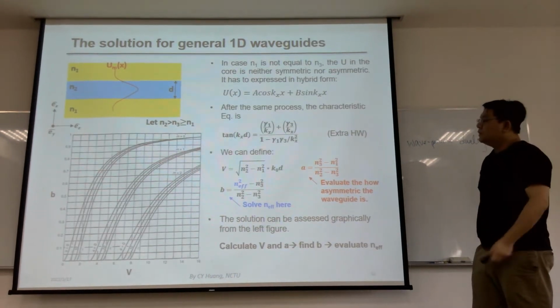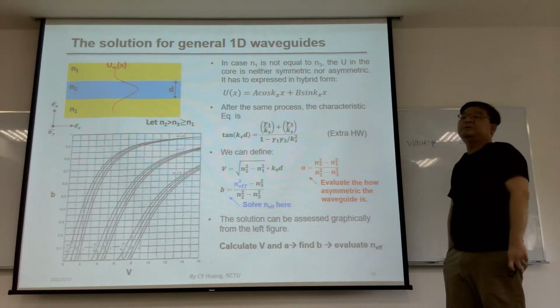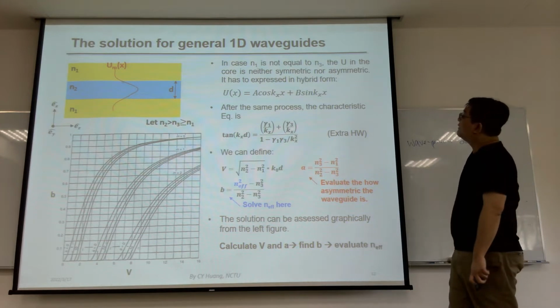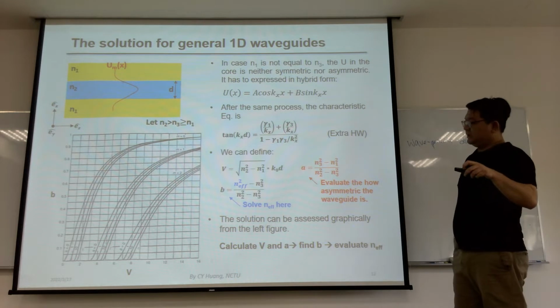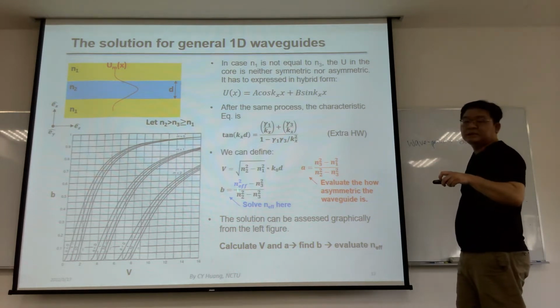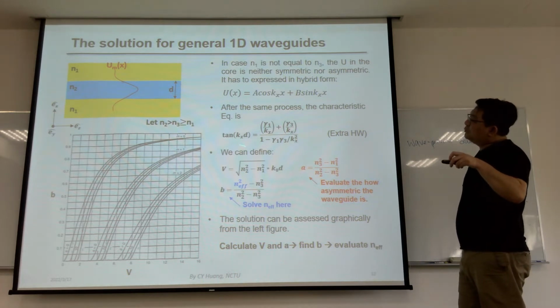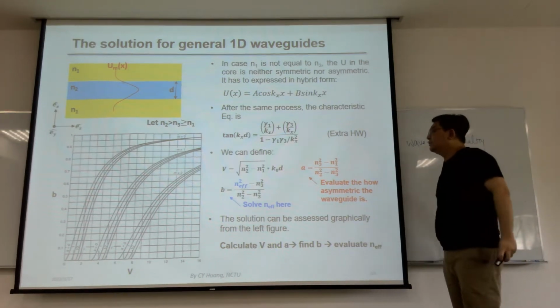So we need to really solve the numbers in order to calculate something called the confinement factor. So the question is how to obtain such an NEFF. This is the more general case: if N1 is not equal to N3, then you have gamma 1 and gamma 3, and K is incumbent. Then you need to solve the boundary equation at both sides.